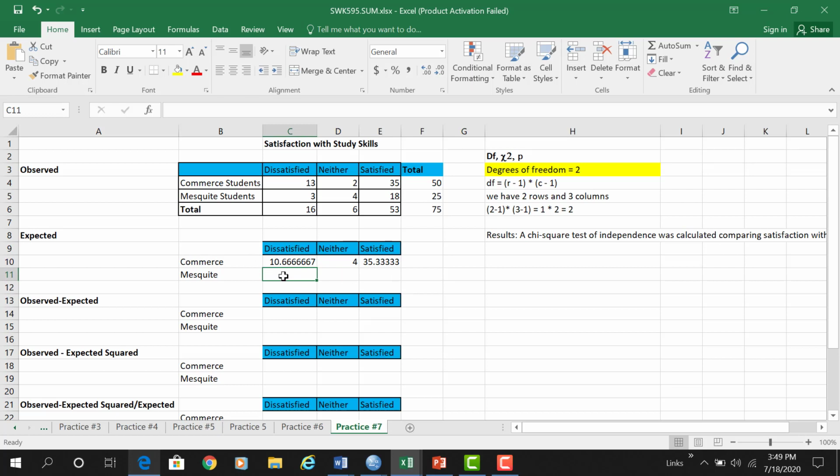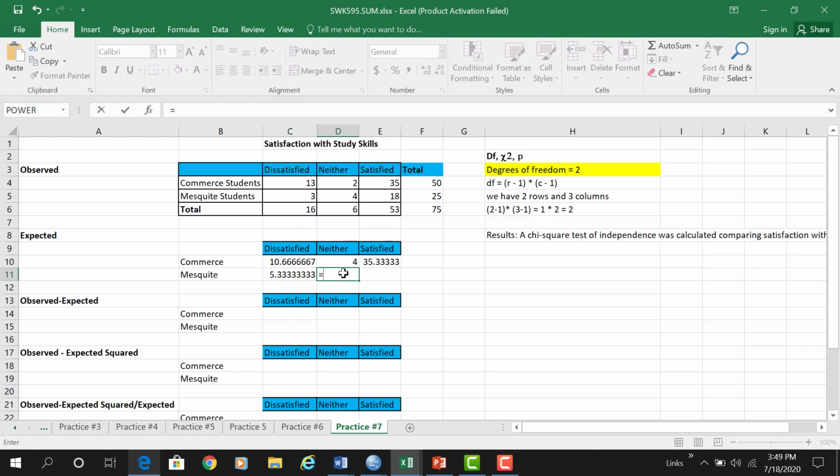Then we do the same thing for Mesquite students. So it's going to be equals, open parentheses, total column for dissatisfied times the row total for Mesquite students divided by the total amount of students.